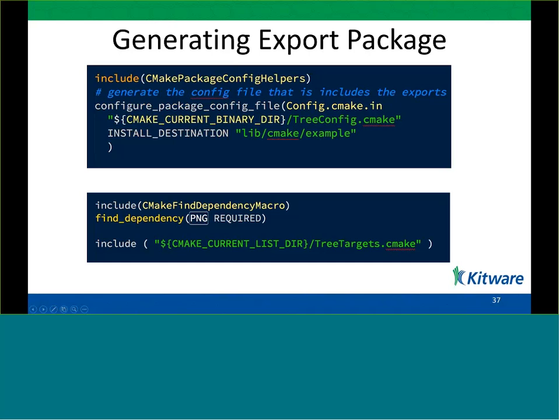So you'd include the CMake package config helper, and then call this function configure package config file to take a config.cmake.in and go right into some install directory, and then that would create something that looks like this.